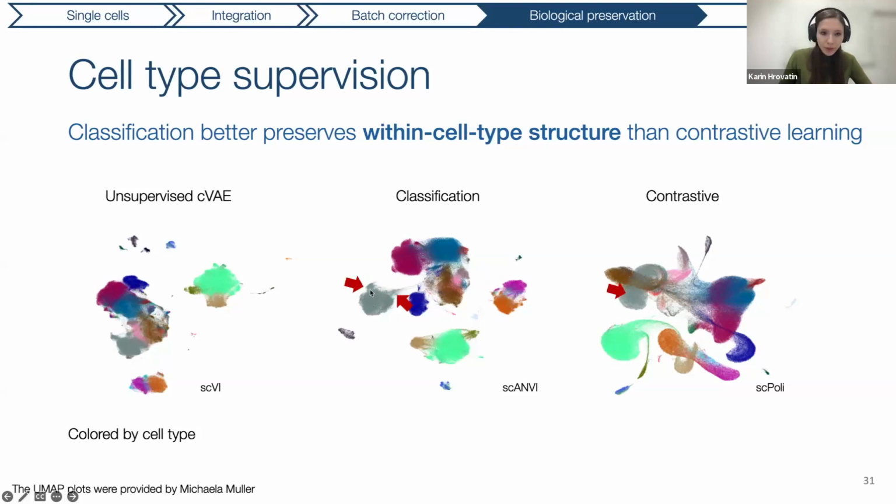On the other hand, we can also see that there's some finer within cell type structure within some of the cell types in both models here. However, when we look at the contrastive model, this finer structure is lost. Therefore, while supervision can be beneficial, we must also be careful that we use an appropriate approach for that. And I would say here that our observation needs further validation. So if you're interested, feel free to explore it more.